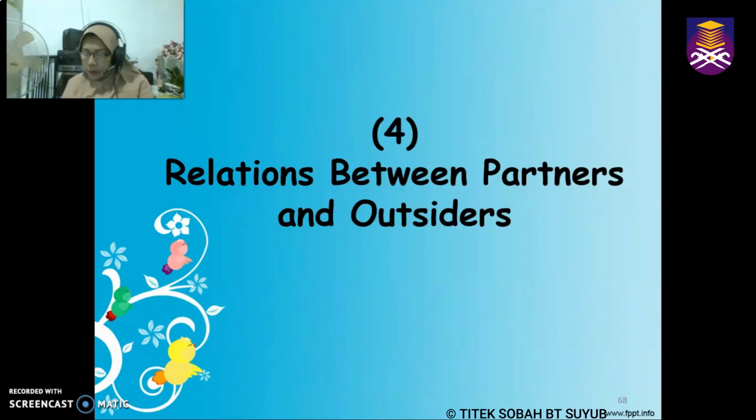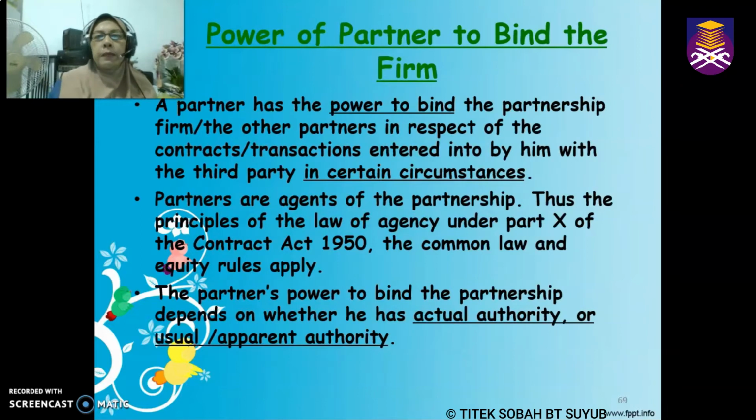Okay, the topic today is with regards to the relation between partners and outsiders. We are going to look at whether what is being done by the partners when they enter into a contract can actually bind the other partners and whether they can bind the firm. There are certain transactions done by the partners which will actually bind the firm. So we are going to look at what kind of transaction done by a partner can actually bind the firm.